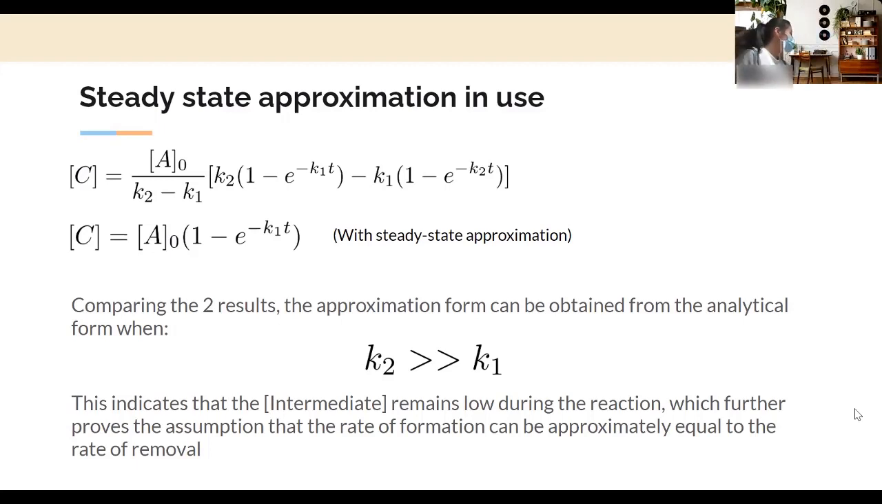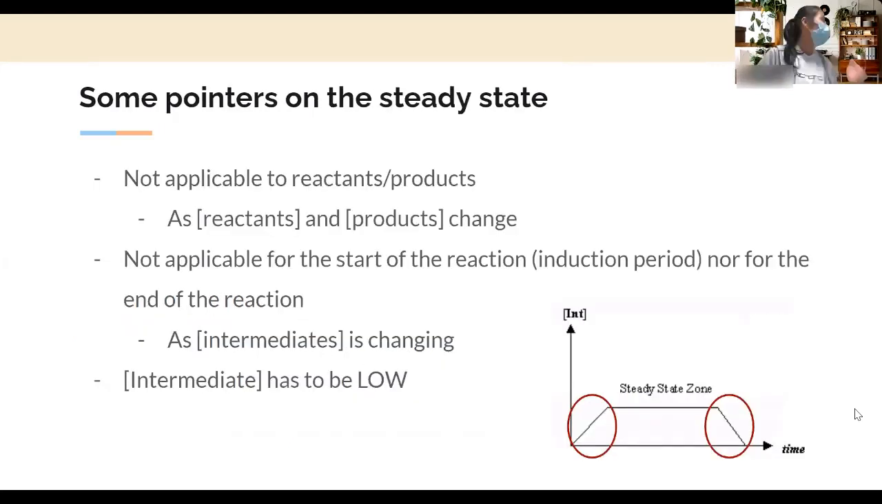Because K2 is much greater than K1, this indicates that the concentration of the reaction intermediate actually remains very low during the reaction, because as soon as one reaction intermediate is produced, it is consumed by the second reaction. This further proves that the assumption that the rate of formation can be approximately equal to the rate of removal holds.